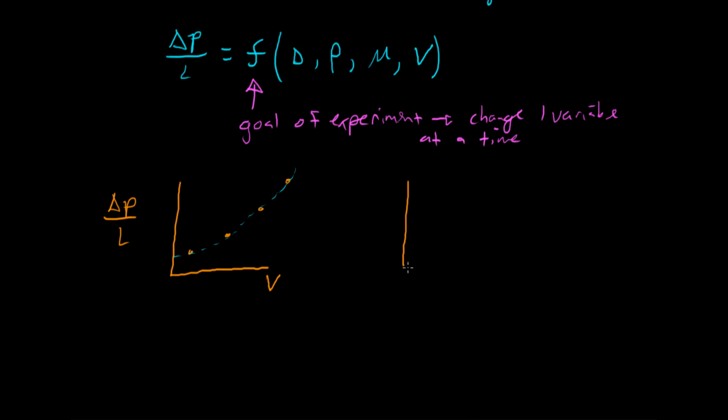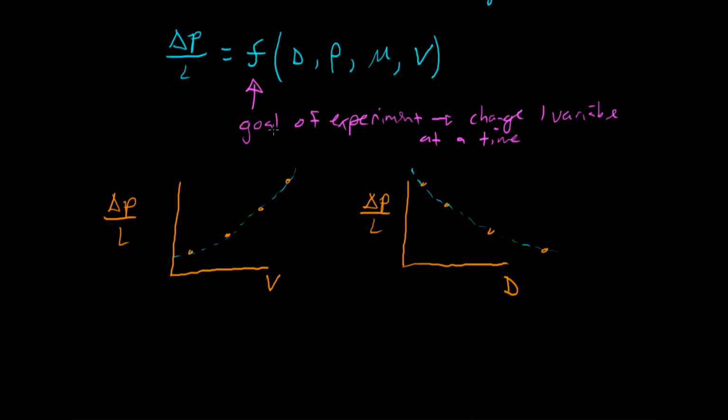But that's not the only thing that we're worried about. We've got 4 variables here, so let's do all of them. Maybe we also need to do, well, not maybe, we actually need to do delta P over L as a function of diameter. And so we go out and we conduct that experiment, and we get some data points, and maybe they look like this. And so now we're getting closer to knowing this function.